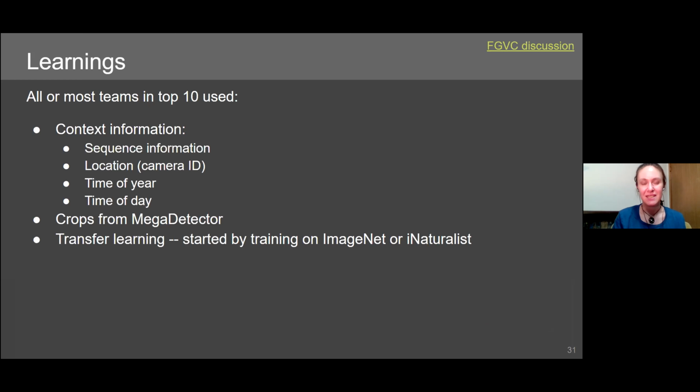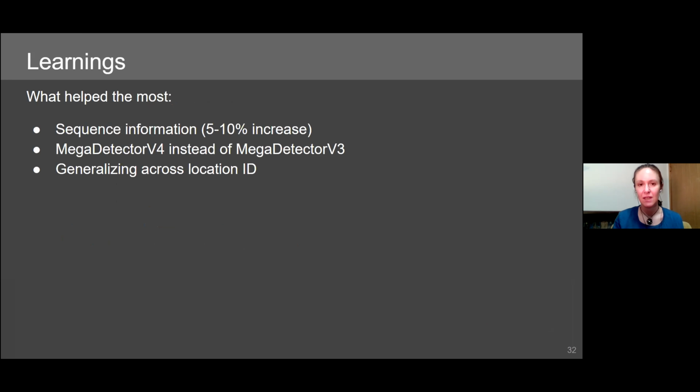So the organizers noticed that most or all of the teams in the top 10 places used contextual information to improve their scores, like sequence information was a really big one, the location, the time of day, the time of year. They also used the crops from Megadetector and transfer learning. So their models started out by training on ImageNet or iNaturalist. Things that helped the most was sequence information. Teams found that gave them a 5 or 10% increase in accuracy by taking that into account and by fixing the incorrect sequence information that they were provided.